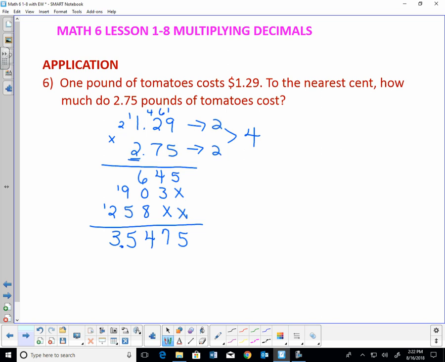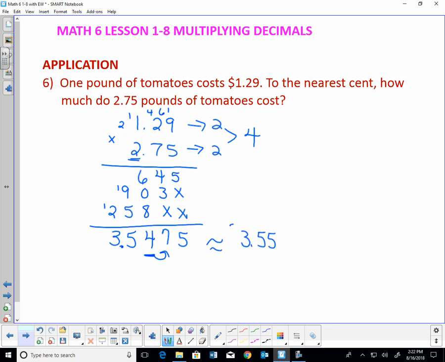Now, this would be a good answer if it was just asking me to multiply 1.29 times 2.75. However, it is asking me to take $1.29 times 2.75 pounds. I can't give the cashier 5,475 10,000ths because we only go to cents, we only go to hundreds. So I have to round. So I have to round to the nearest cent, which is the 4. If I look to the right of the 4, I have a 7, which means this would round to $3.55.